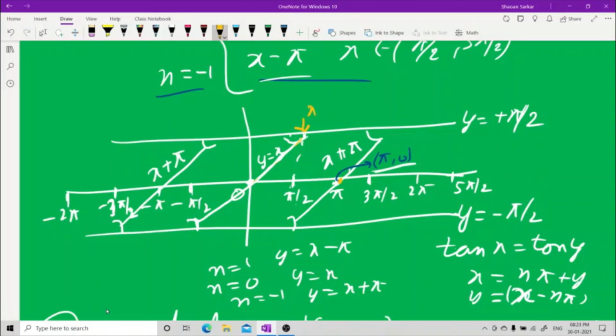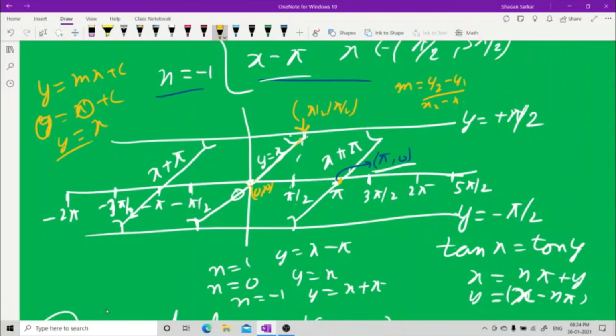So what you can do, you write pi by 2 here, and this is 0, 0. Find the slope: y2 minus y1 upon x2 minus x1. You used to find it in class 10th. Use this equation y equals mx plus c. The slope is plus 1, and the line has to pass through 0, 0, so c must be 0. So y is equal to x for this line. For all of them, the slope is plus 1.